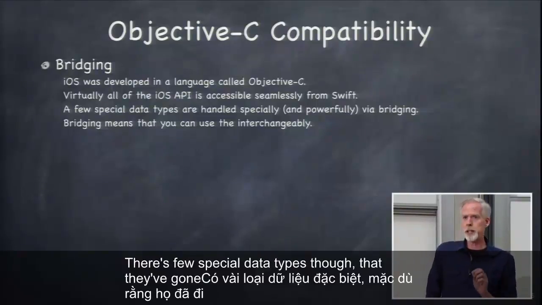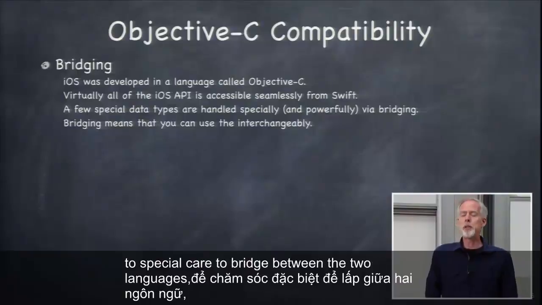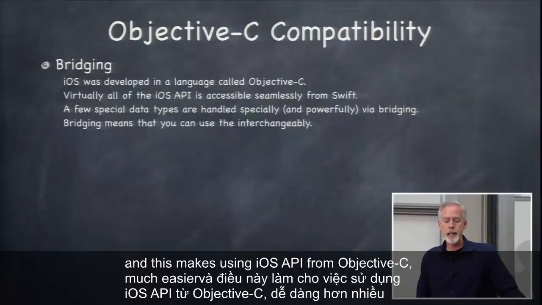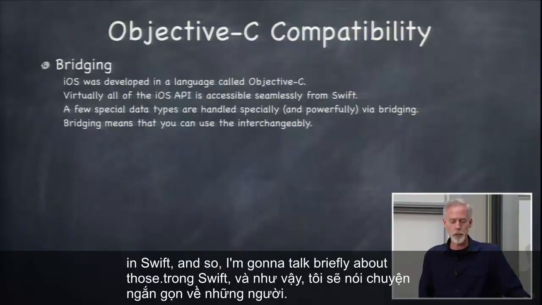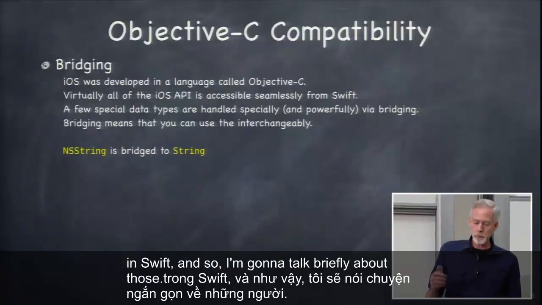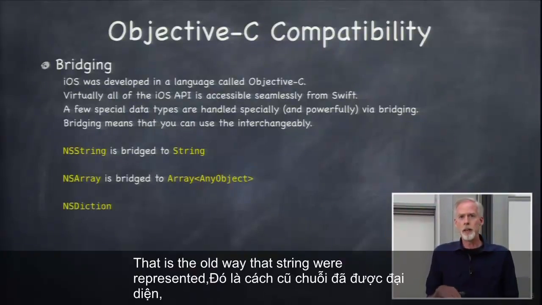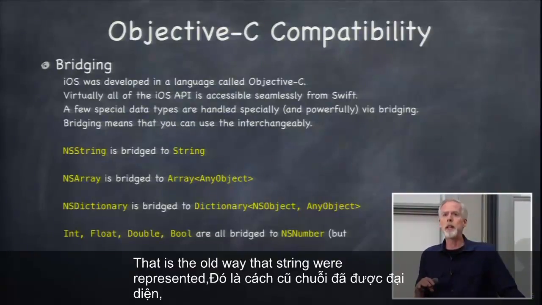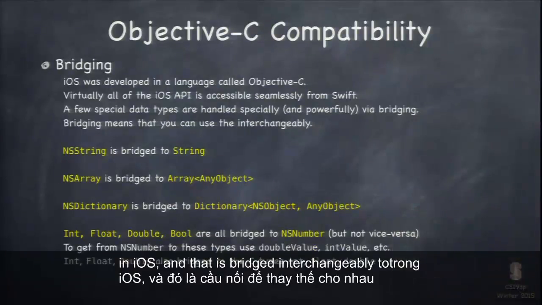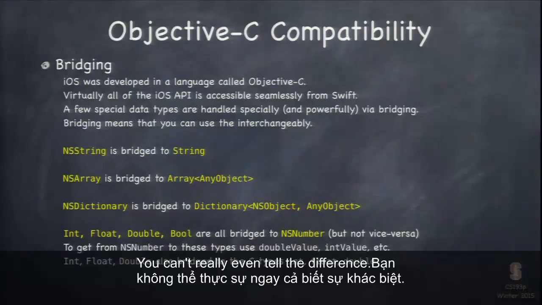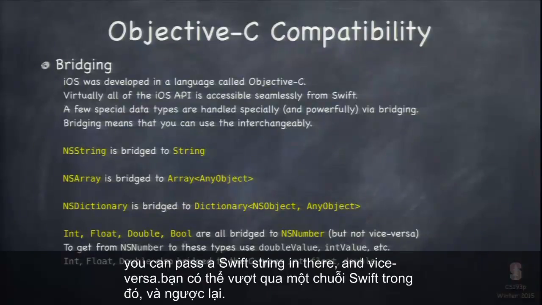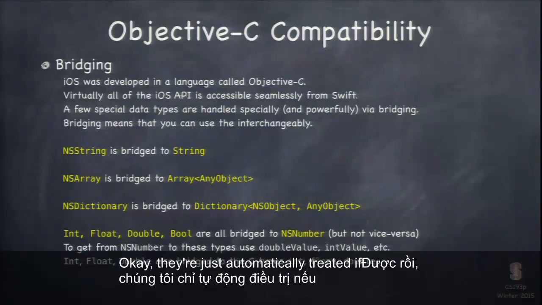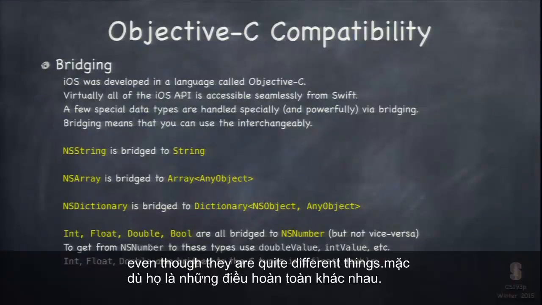There's a few special data types, though, that they've gone to special care to bridge between the two languages. And this makes using iOS APIs from Objective-C much, much easier in Swift. And so I'm going to talk briefly about those. One is NSString. That is the old way that strings were represented in iOS. And that is bridged interchangeably to Swift's string. You can't really even tell the difference. If you have a method that takes an NSString, you can pass a Swift string in there, and vice versa. Okay? They're just automatically treated as if they were the same thing, even though they are quite different things.